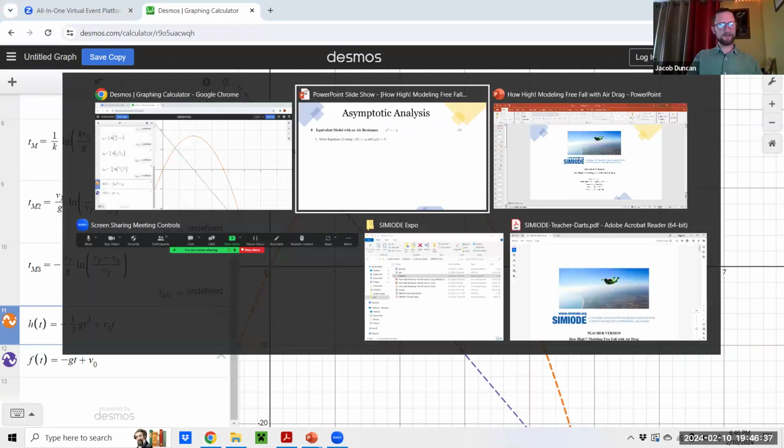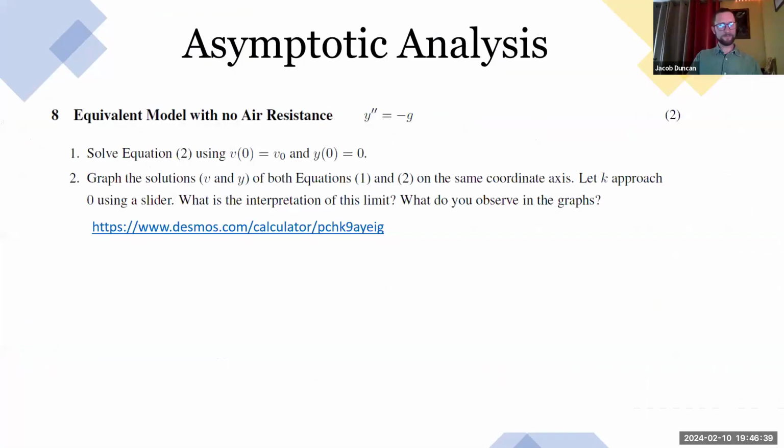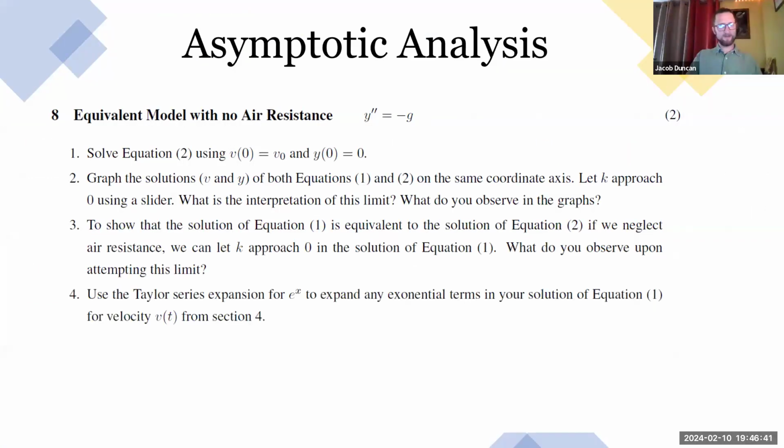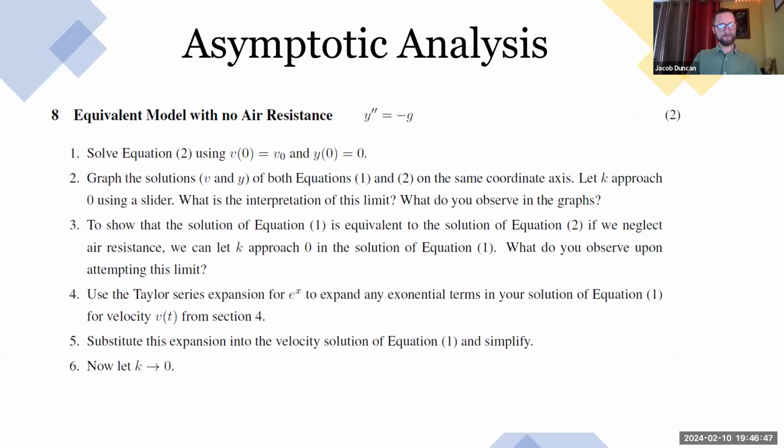So that's that. See if I missed anything there. Taylor series stuff. Yep, k goes to 0.